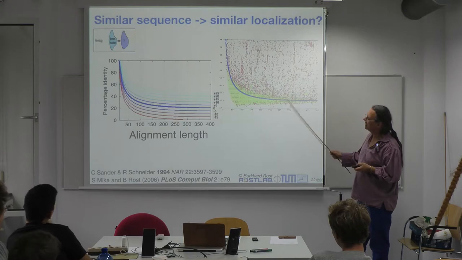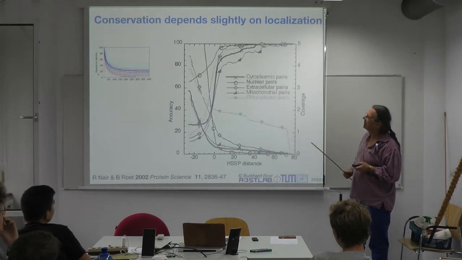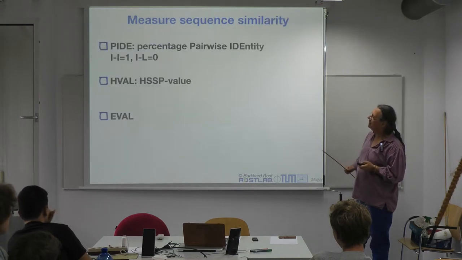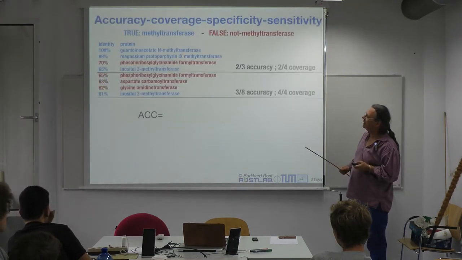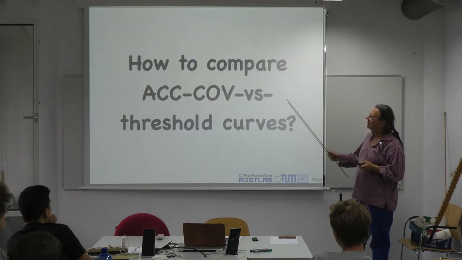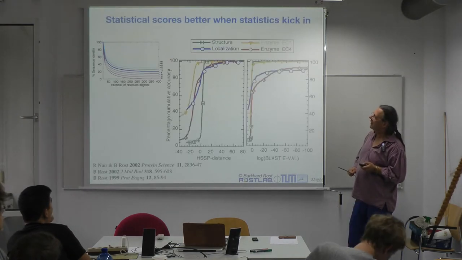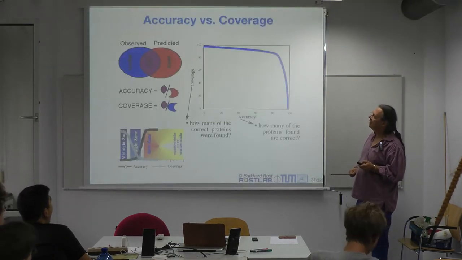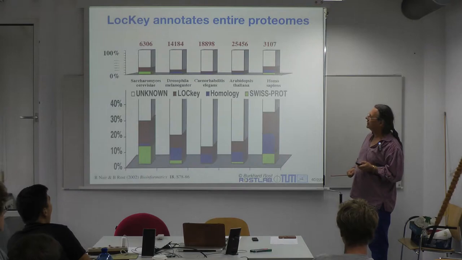And then you can use a p-value. We talked about that last week. That's the p-value here, or e-value, and then for all of that you can define an accuracy. PSI-BLAST works a little bit better. I showed you these curves. I wanted to get into a level of detail.